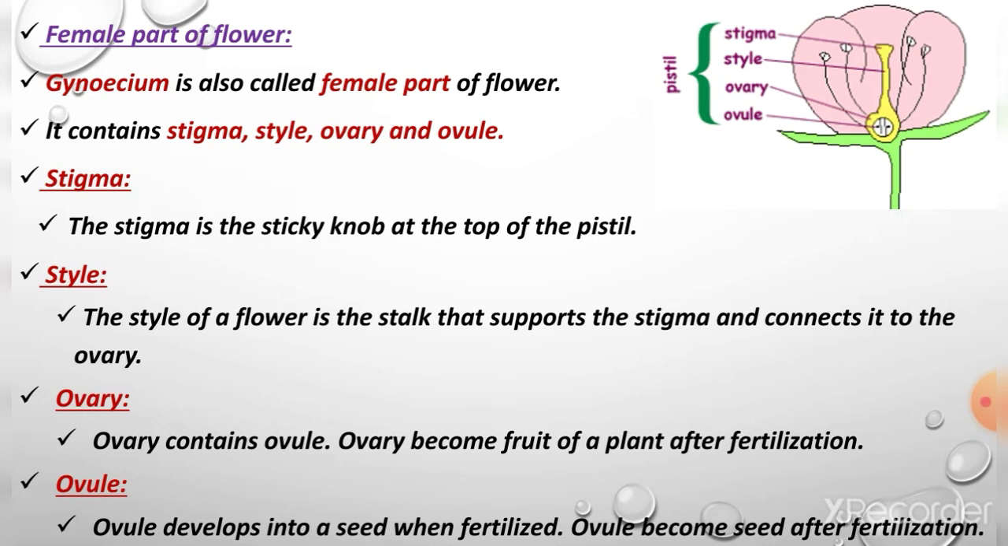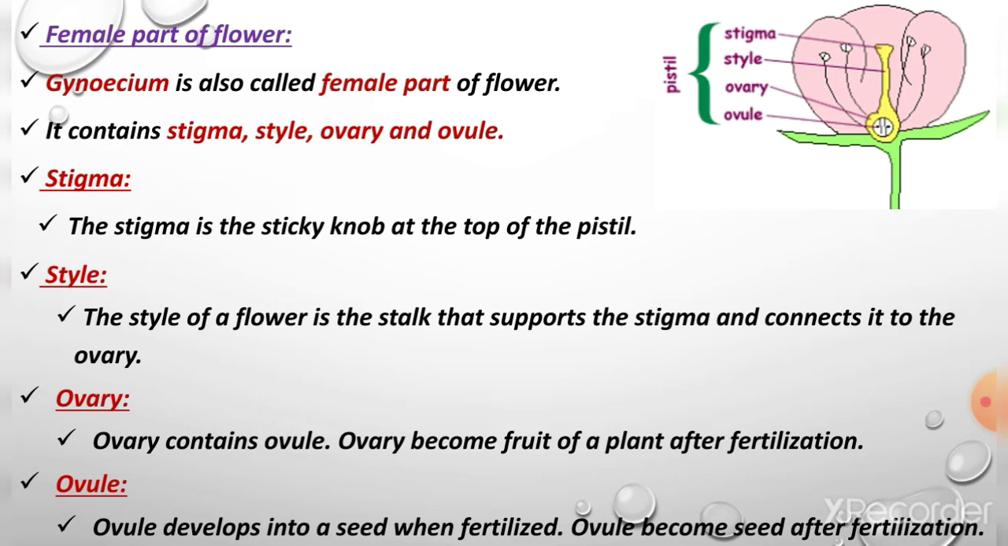Ovary contains ovule. So what is ovary and what is ovule? After fertilization, ovary becomes fruit, which means that inside the fruit we are able to see seed. That seed is called ovule. So ovary means fruit and ovule means seed. Can you understand? So, the female part of a flower.